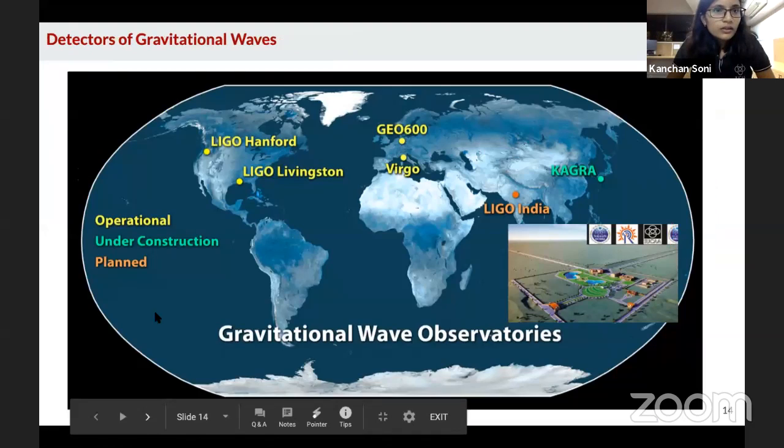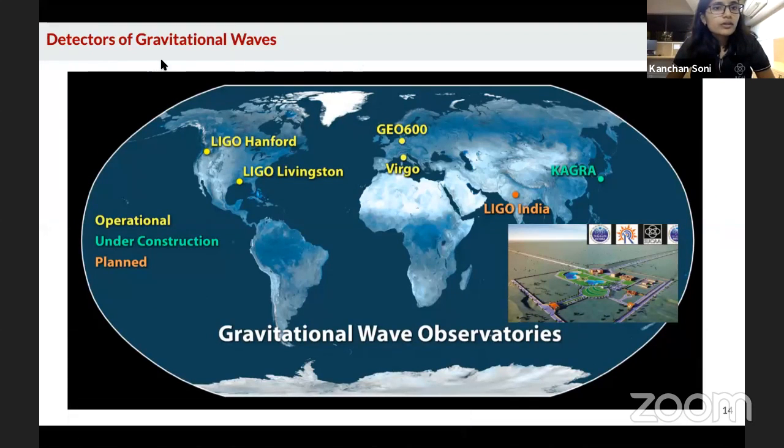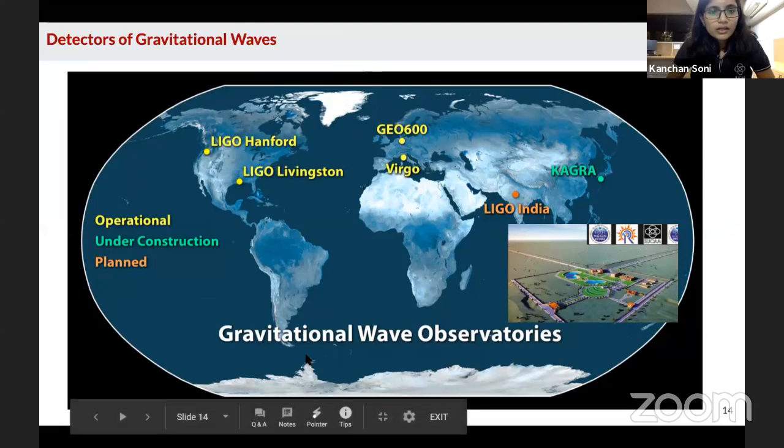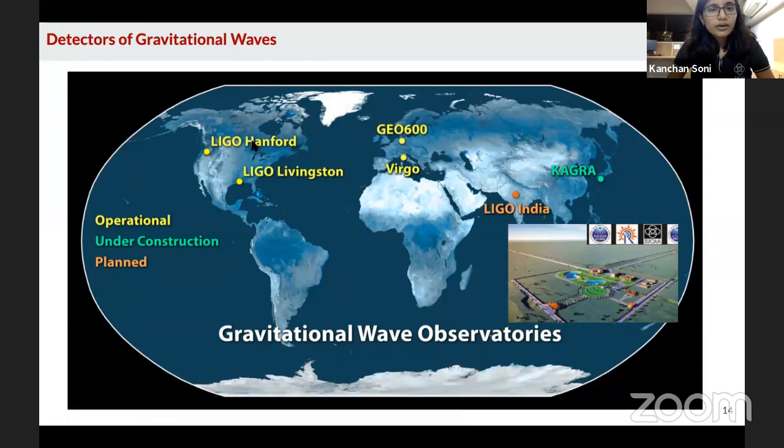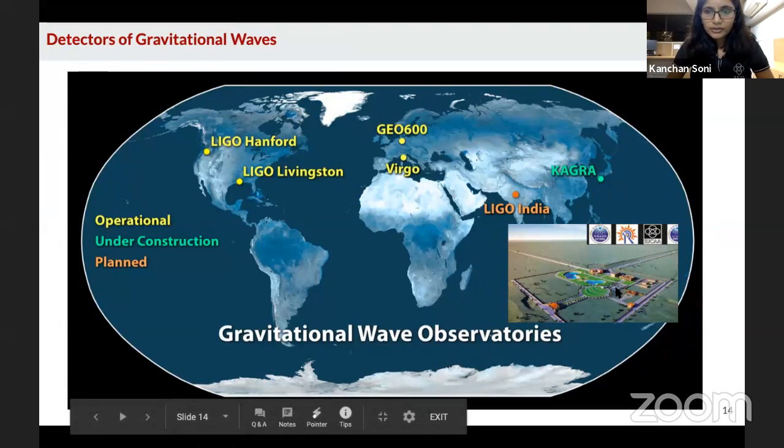Okay. Talking about detectors of gravitational waves. So currently we have four detectors, out of which we use three: LIGO Hanford and Livingston and Virgo, for detecting binary sources. GEO 600 is also working, but then again it has a lower sensitivity. KAGRA is one of the detectors which is there in Japan, and LIGO India, which will be there after 5 or 6 years from now.